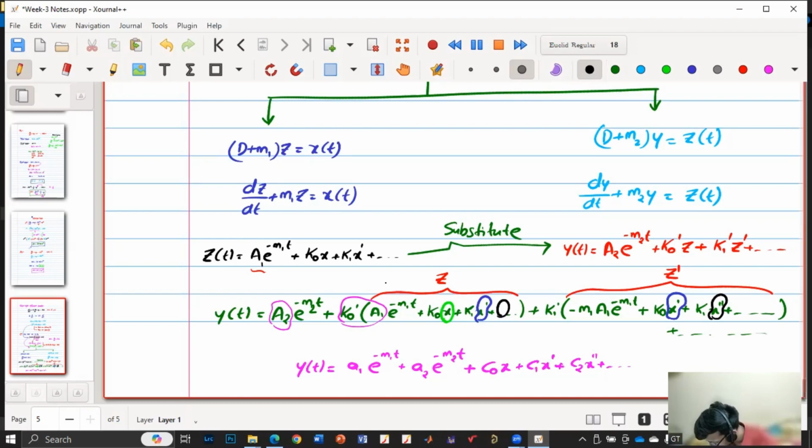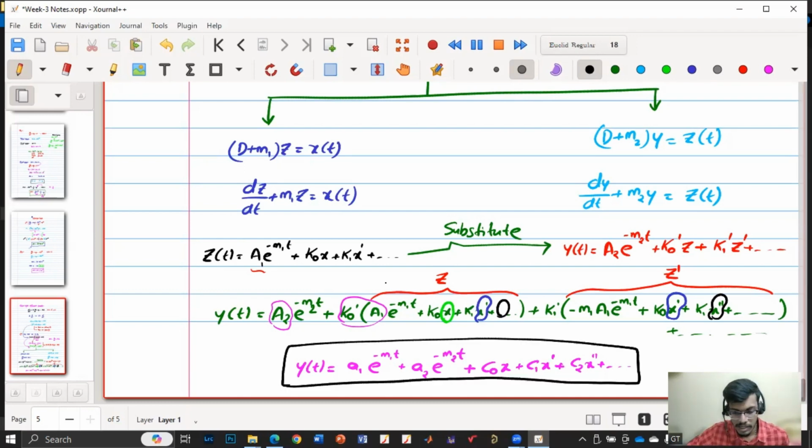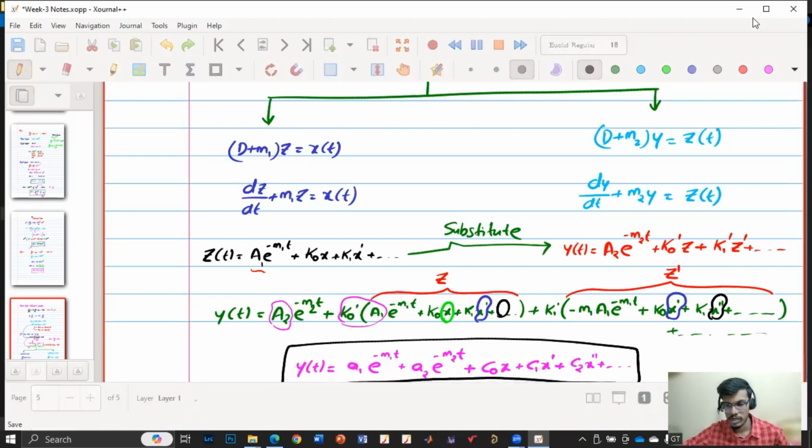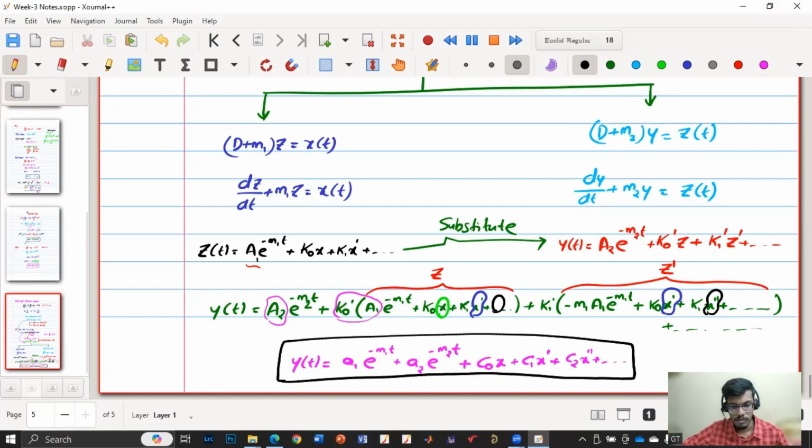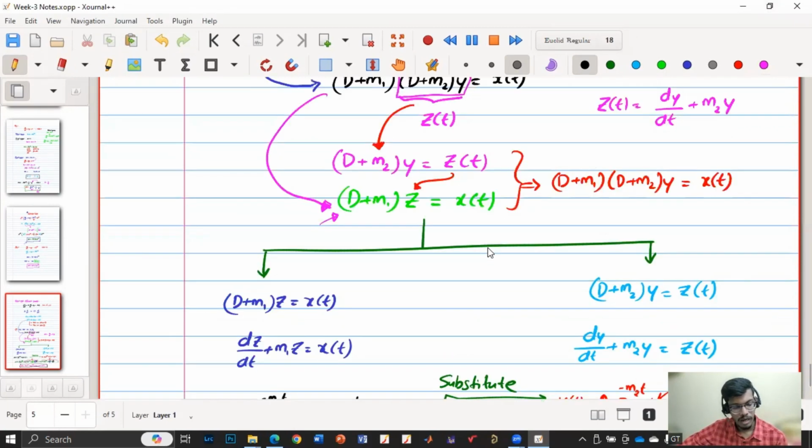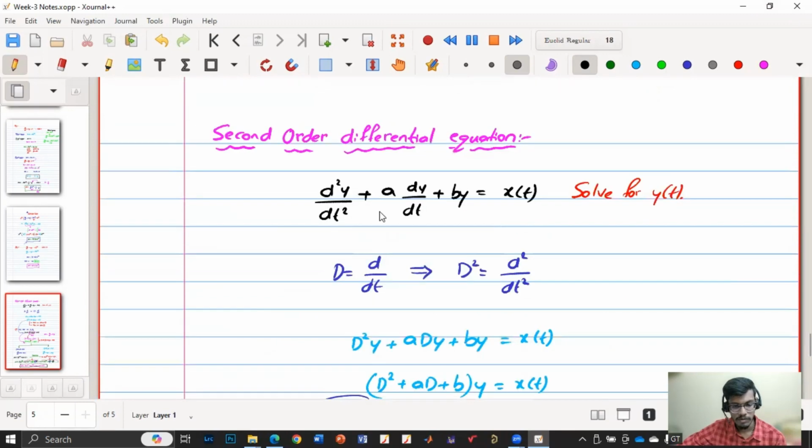We have some generalized formula. We'll calculate the coefficients later. I'm just writing the generalized formula. Is this part clear, or do I need to explain it once more? Yes, sir. Okay, I'll explain again, as some of you might still have some confusion.